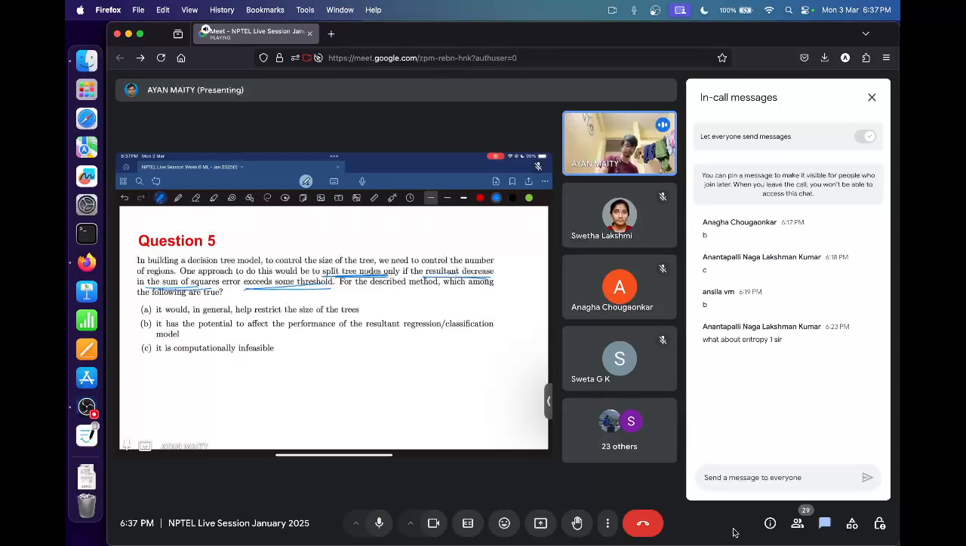Option A says it would in general help restrict the size of the tree. Option B says it has the potential to affect the performance of the resultant regression or classification model. Option C is it is computationally infeasible. Multiple options may be correct in this question.